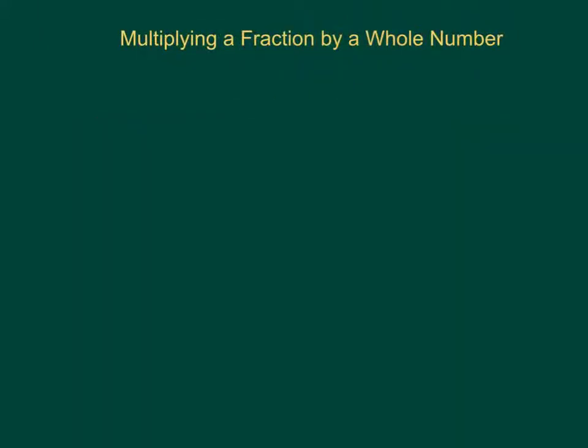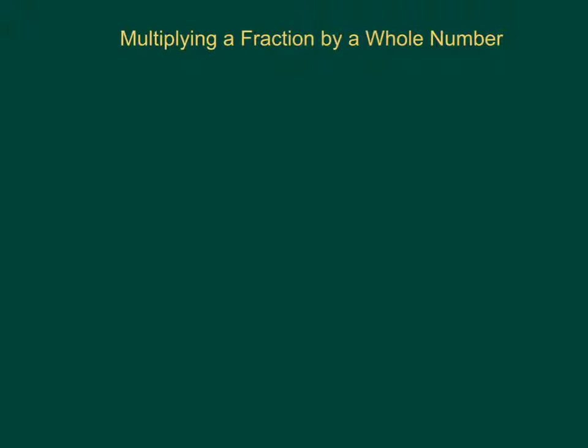The last thing I'm going to show you in this screencast is how to multiply a fraction by a whole number. We need to remember that when we have a whole number, for example 3, I can make that whole number into a fraction by putting it over 1. 3 divided by 1 is 3. So any whole number can become a fraction by placing it over a 1. So keep that in mind as I go through the examples we're about to see.